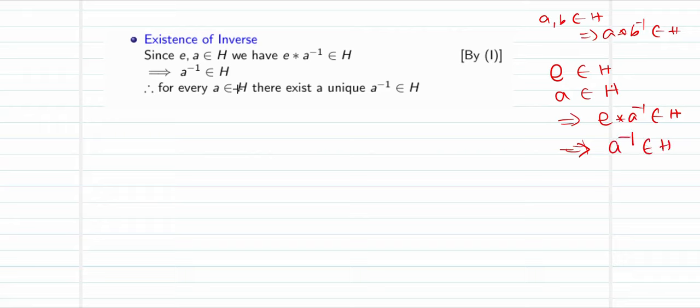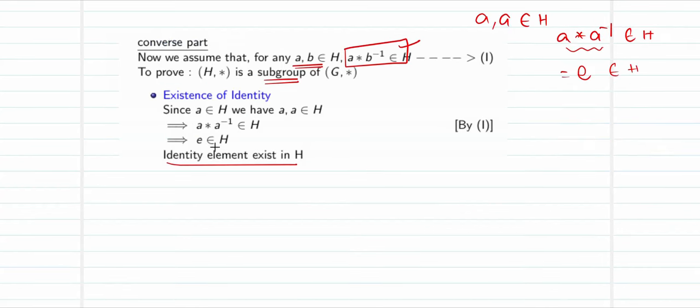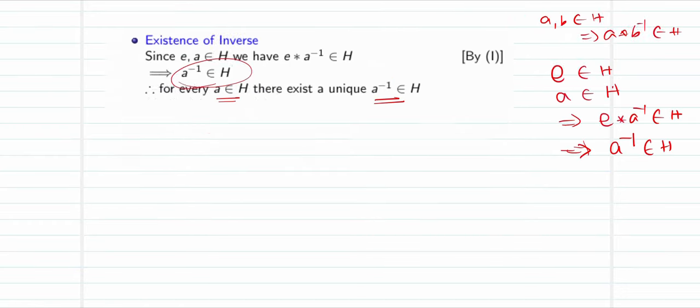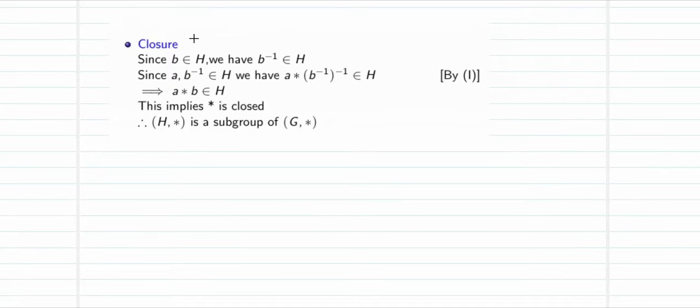So your A inverse now belongs to your H, and now we have shown that for every element A, the unique A inverse also is there inside H. So identity element is there, inverse element is there. Now we move on to the next property, closure.